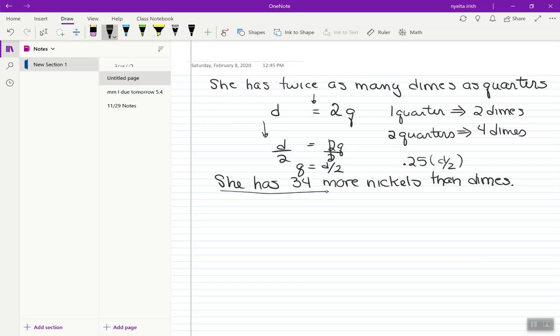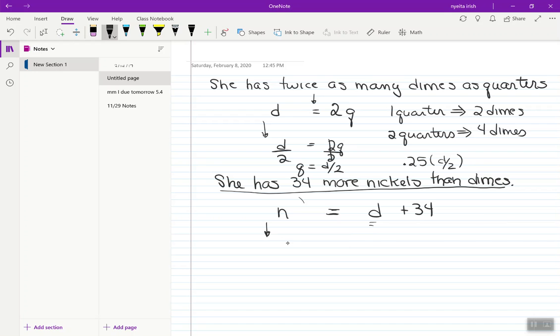Same idea here. She has 34 more nickels than dimes. So we're comparing nickels and dimes. Right now, it's heavy on this side with nickels because she has more nickels. To balance it out, we add 34 to this side. So we've got nickels equals dimes plus 34. Now it's balanced out with this equals, whereas before it was unbalanced because you had more nickels than dimes.